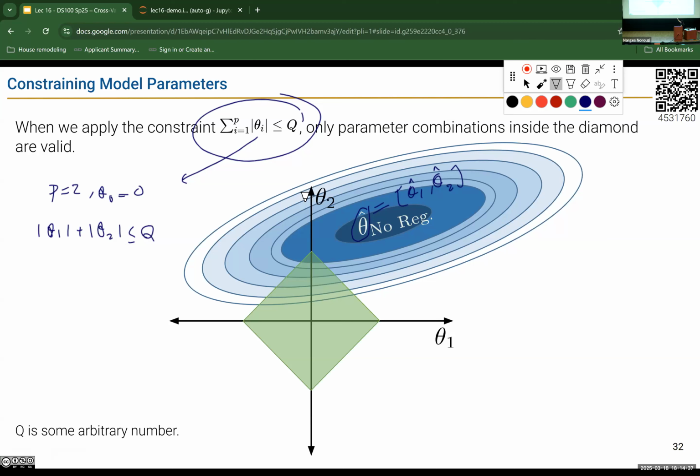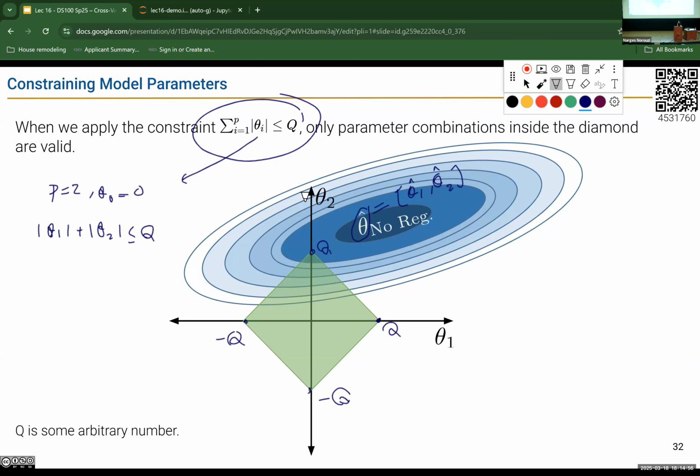So what are those dimensions on the diamond thing? At this point, when theta 2 is equal to 0, the maximum that I can get on that corner is going to be Q, right? This right here is also going to be Q. This part right here is going to be negative Q. This right here is going to be negative Q, right?